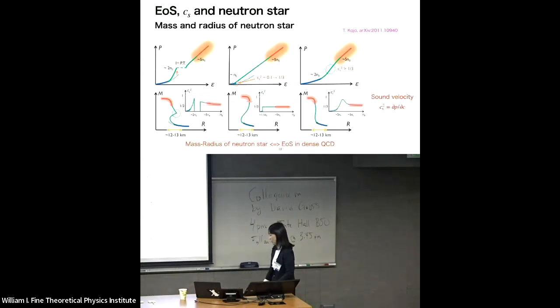Recently, it is a very important task to find the equation of state of finite density QCD. Some observational experiments are ongoing, for instance, neutron star mergers and gravitational waves, or NICER, which is another observation experiment of neutron stars. And the equation of state of finite density QCD can encode the mass and radius relation of the neutron star. So this is a one-to-one corresponding plot.